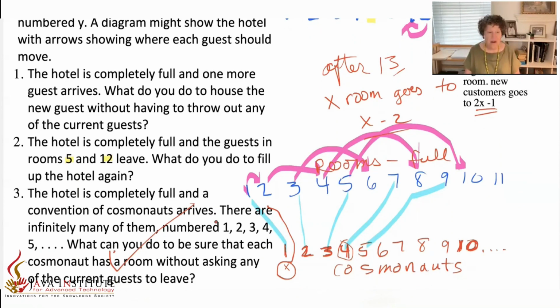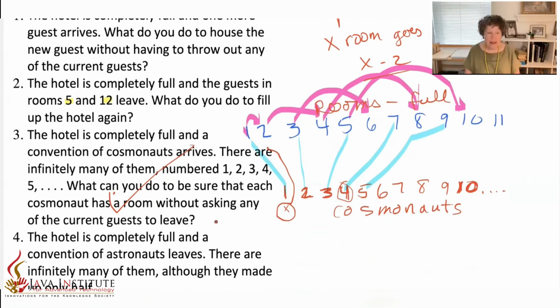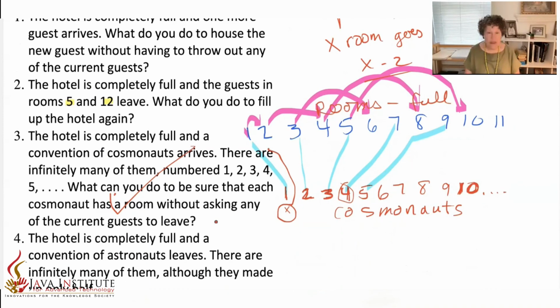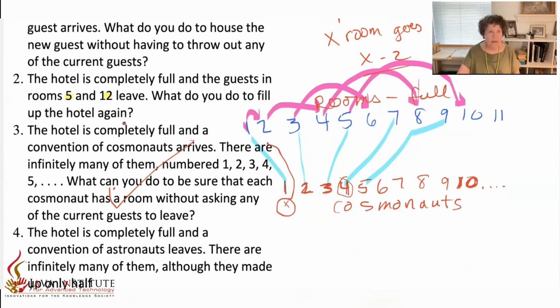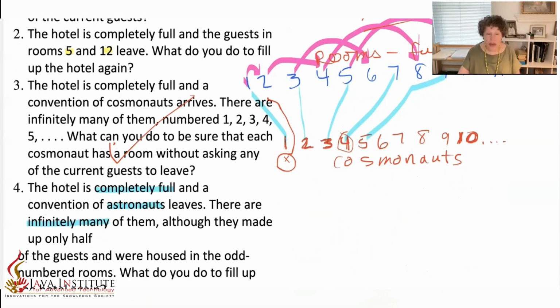Uh-oh. Now what do we do? The hotel is full. The astronauts leave. There's infinitely many astronauts. At least we know where they were. They were in the odd-numbered rooms.